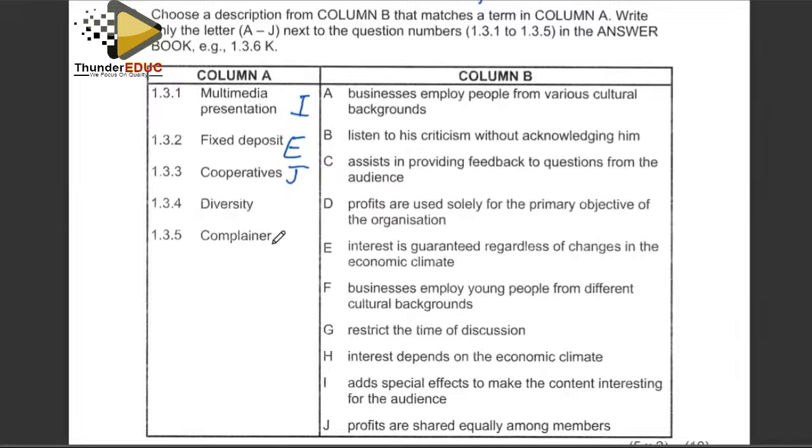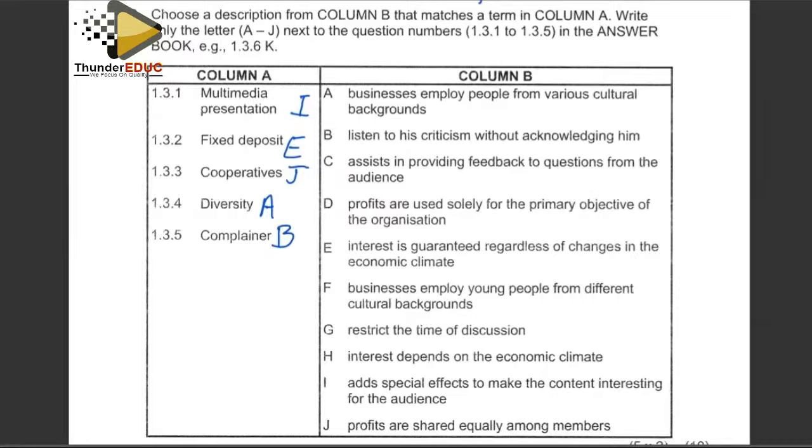For diversity, we check businesses employ people from various cultural backgrounds. So in this regard, our appropriate answer is going to be A. Okay, right. So now let's check 1.3.5. We have a complainer. A complainer, in this regard, you must always listen to his criticism without acknowledging him. So our appropriate answer in this regard is going to be B.